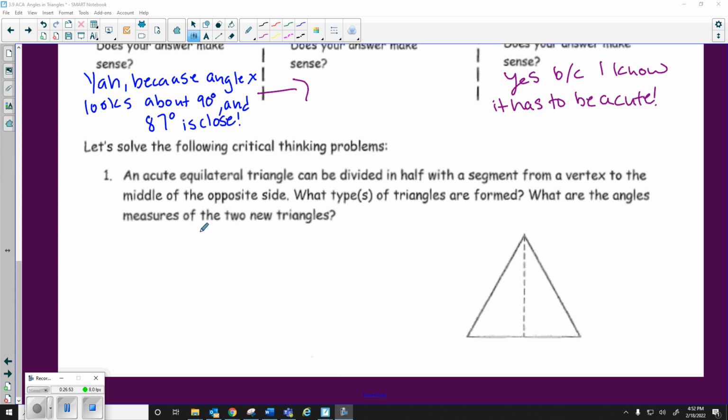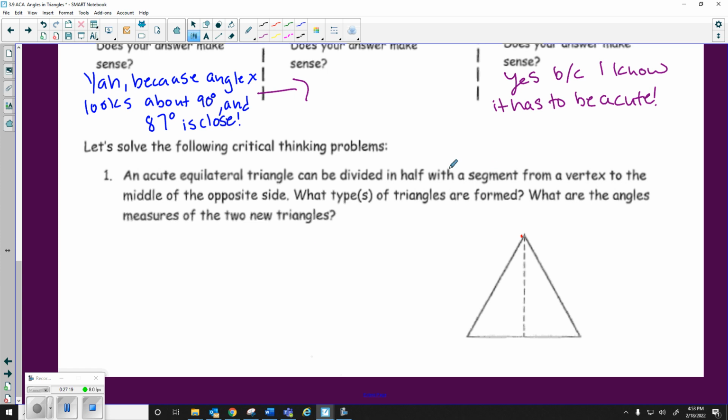Let's dive right in. It says, an acute equilateral triangle can be divided in half with a segment from the vertex to the middle of the opposite side. So that's what they did. They said they divided this triangle in half with that little dotted line from the vertex right here to the middle of the opposite side. It wants to know what types of triangles are formed. What are the angle measures of the two new triangles?